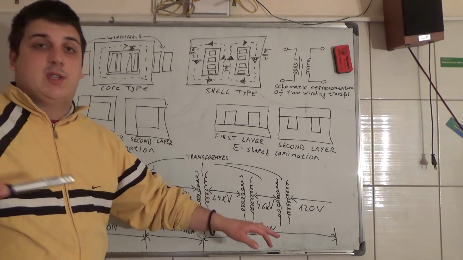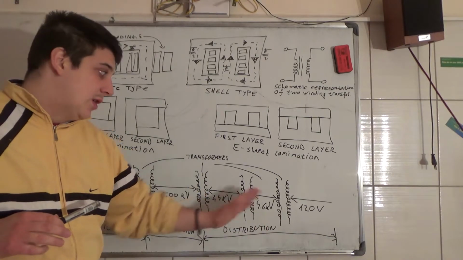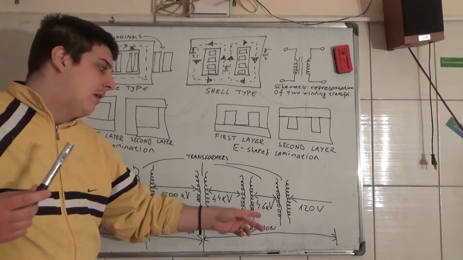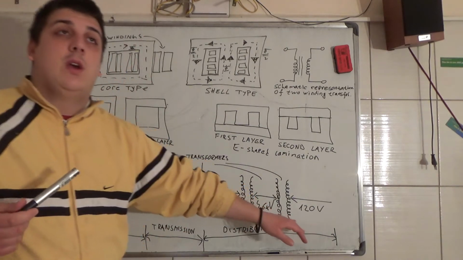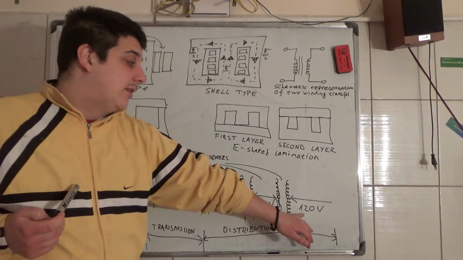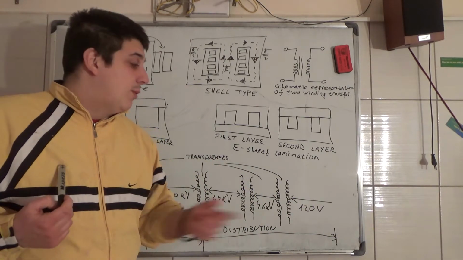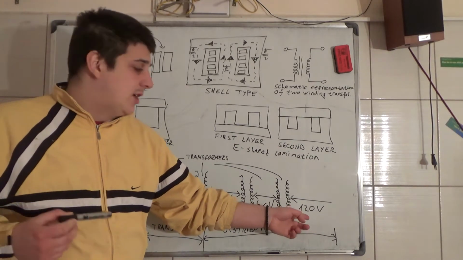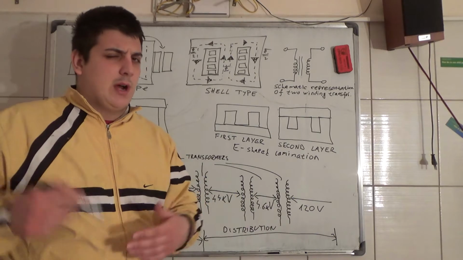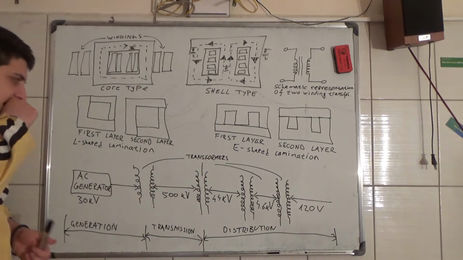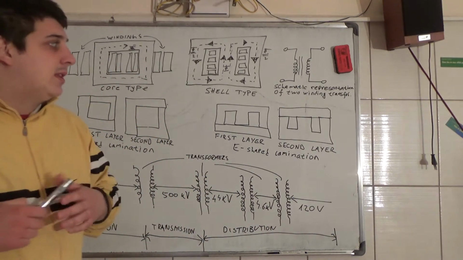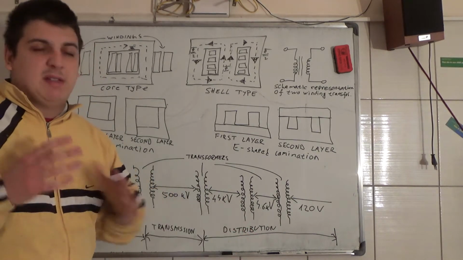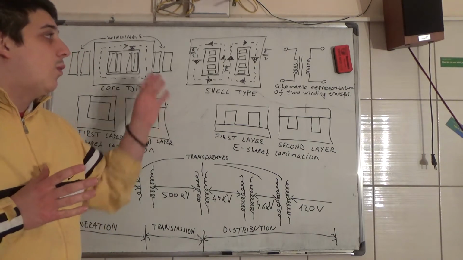Some smaller industry uses 4.6 kilovolts, so we step down to 4.6 kilovolts. And in household appliances we use 120 volts. In my country we use 230 volts, but in America, Canada and some other countries they use 120 volts for household appliances. So these are some of the basics.